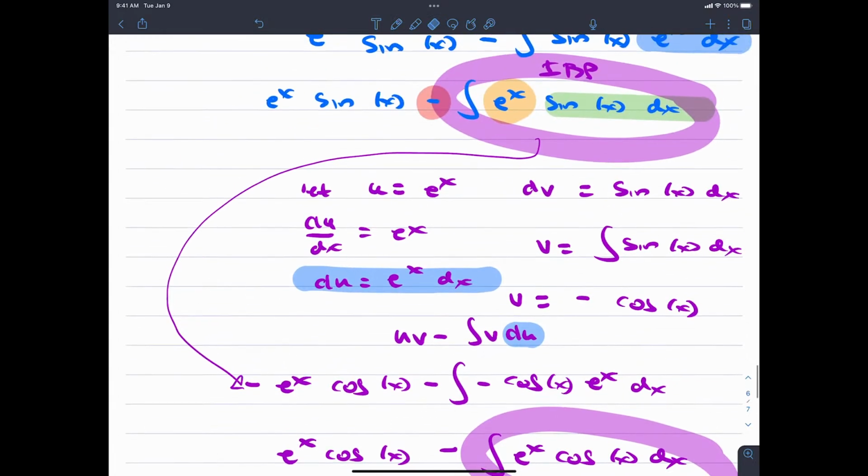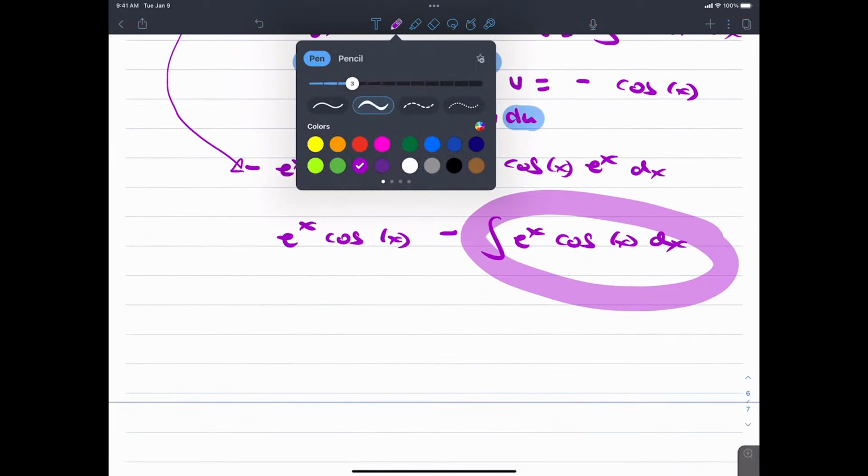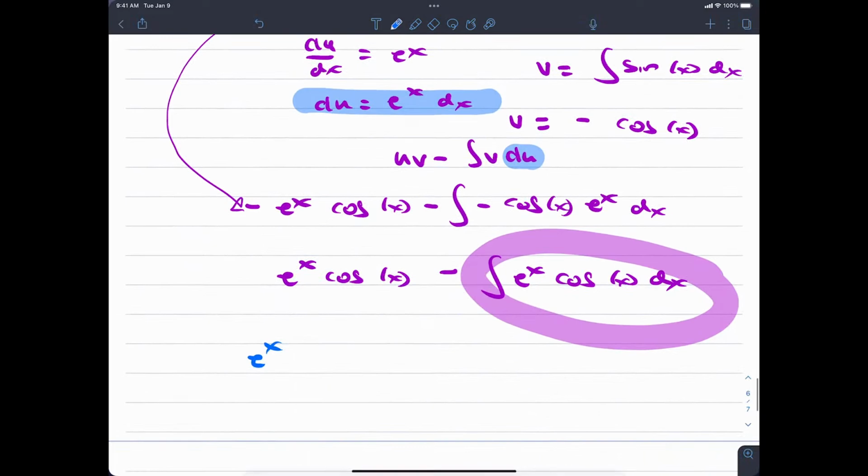So that's this IBP. So altogether, notice this. I'm going to have to write it down. We got e^x. This is the first one, sine x.